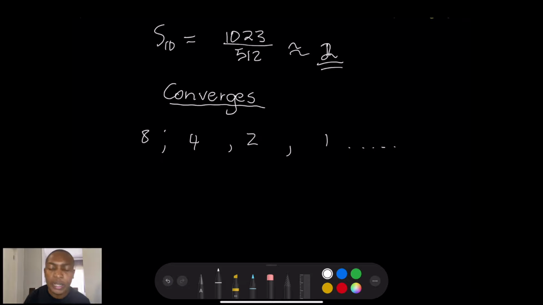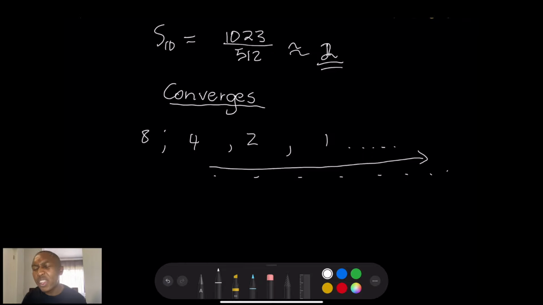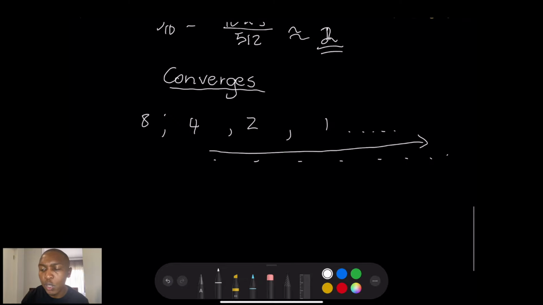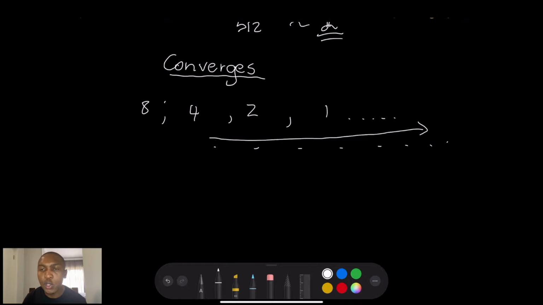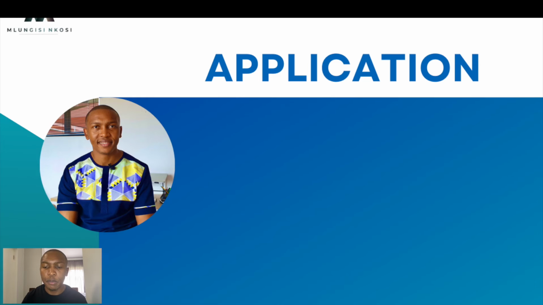What's happening in this progression? It is definitely a geometric progression, but the difference is that the numbers are getting smaller and smaller. You can imagine that the further you go towards infinity, they get so small that you end up with a number as close as possible to 0. So you can actually find the sum to infinity. Let's talk about the formula of the sum to infinity.